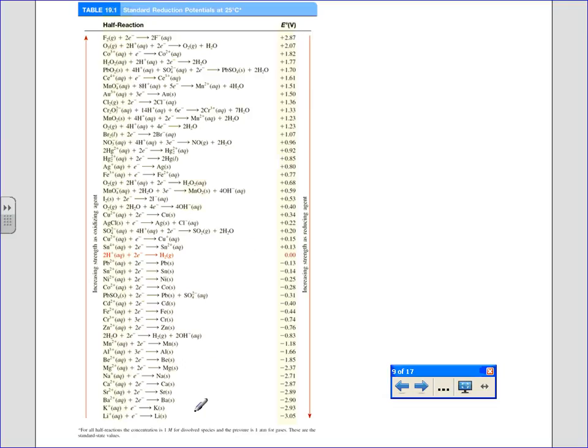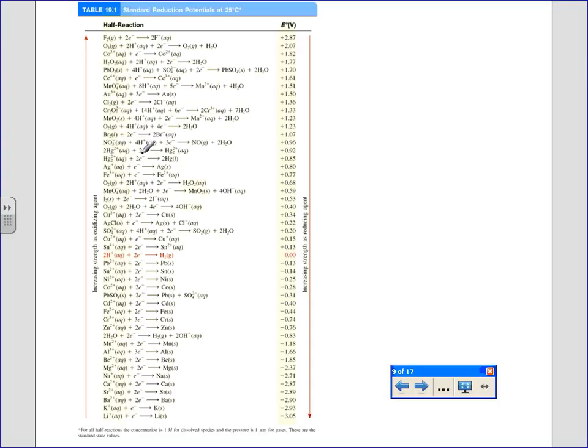So the activity series really only showed the metal reactions, but you'll see this is a more complete list and has a variety of other redox reactions of concern, involving gases or solutions like permanganate and nitrates and sulfates, that are useful to us.